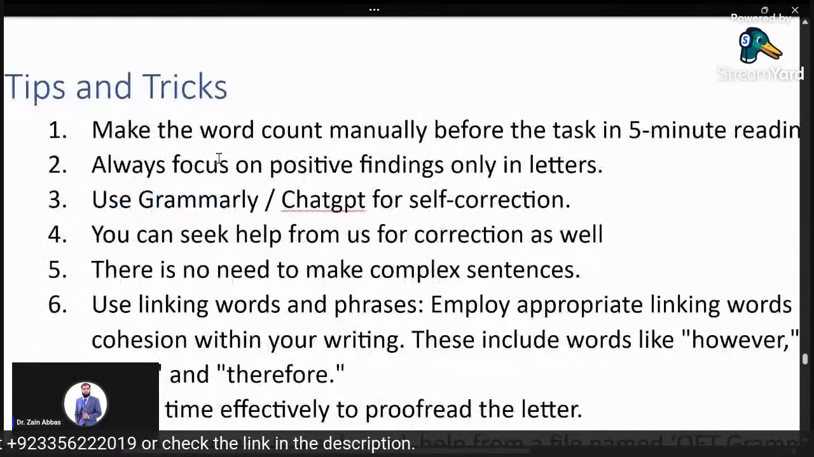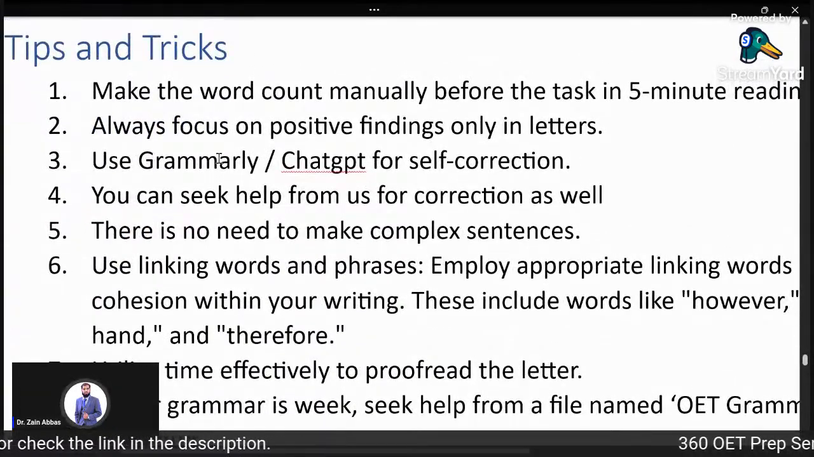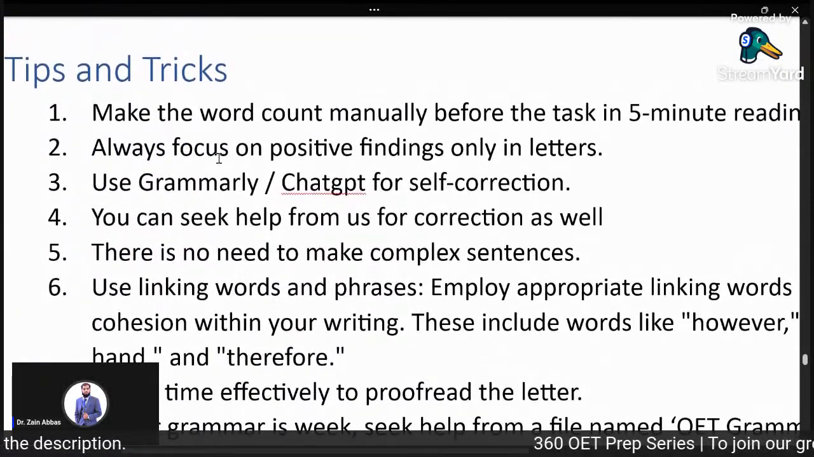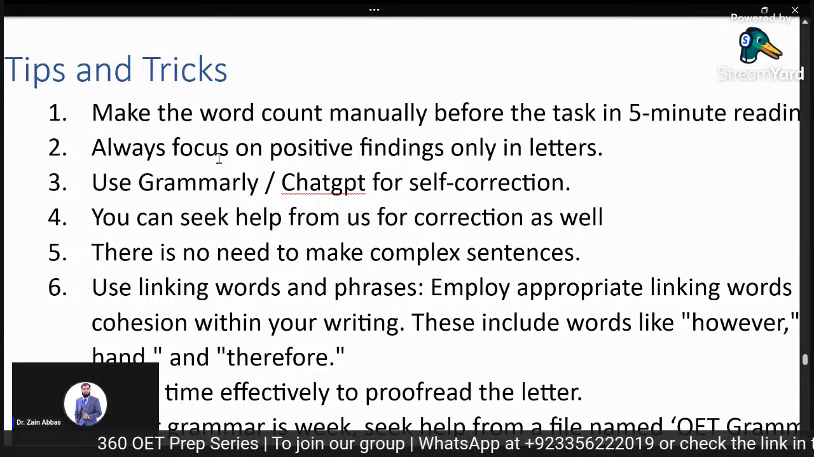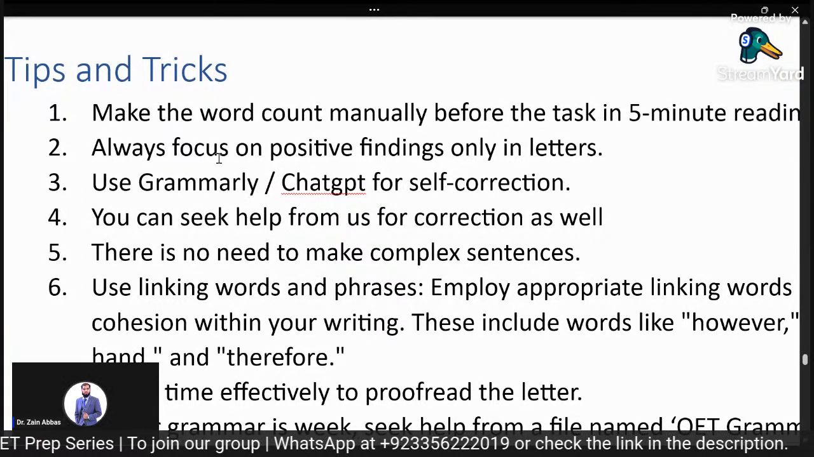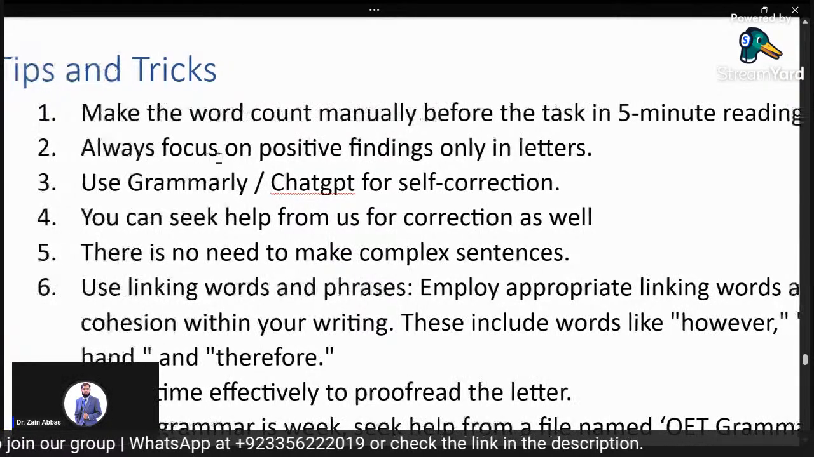The next important area of our workshop is the tips and tricks. I know this is the most cumulative area here, an exclusive area. So we will not waste more time to highlight these important points.